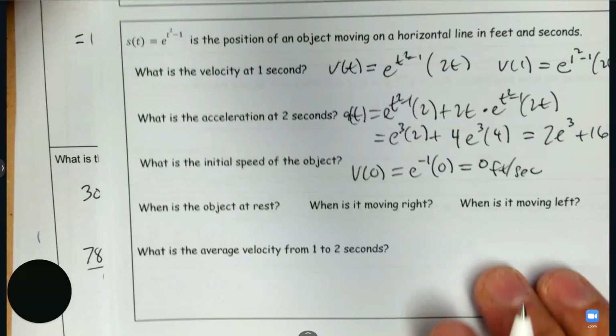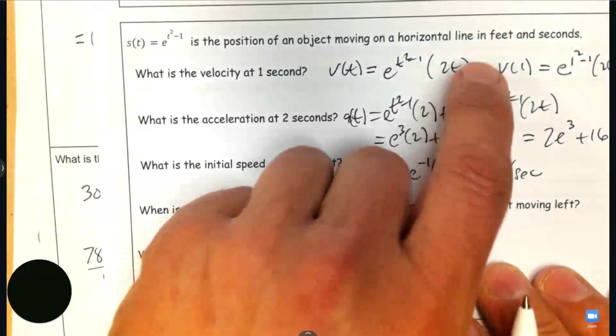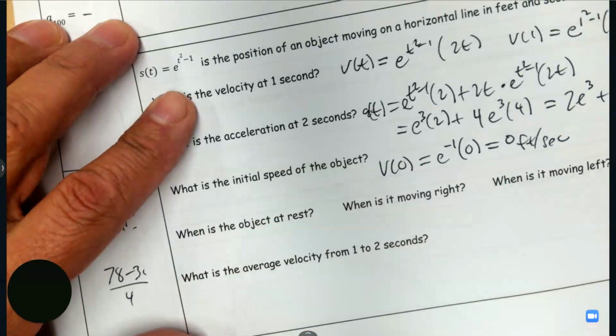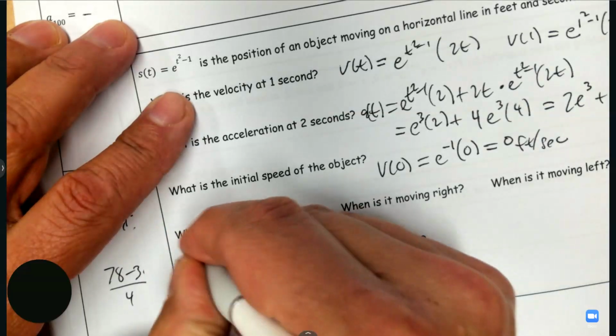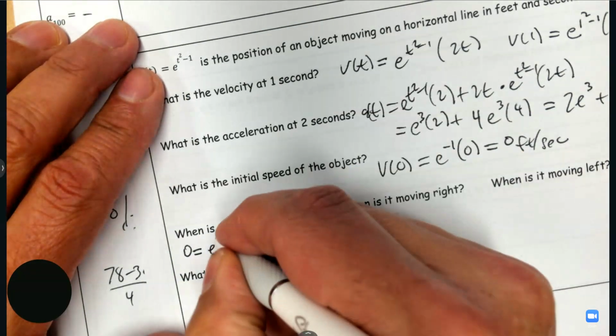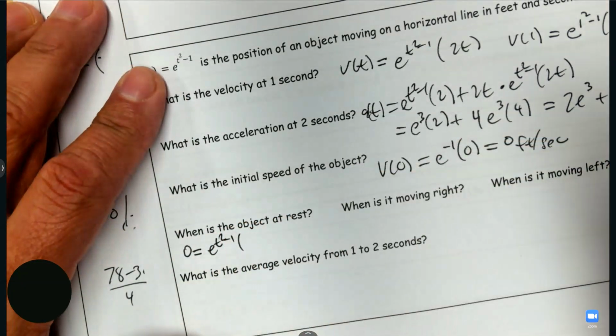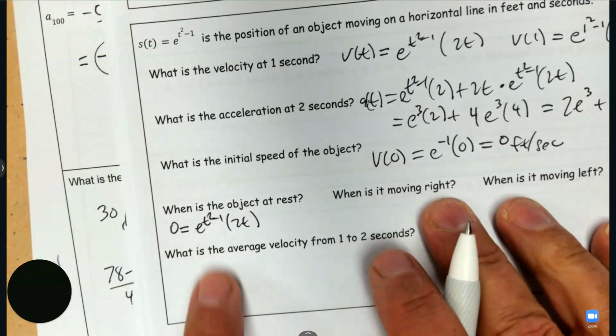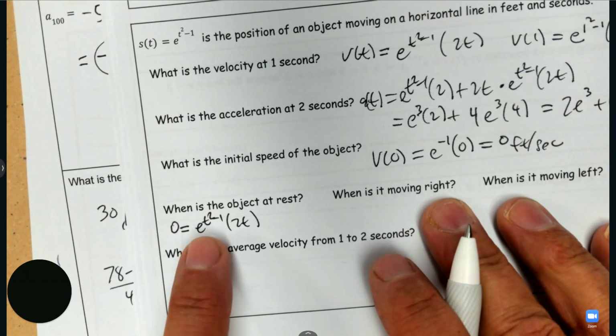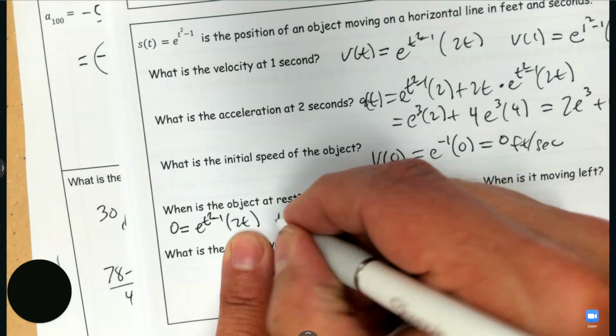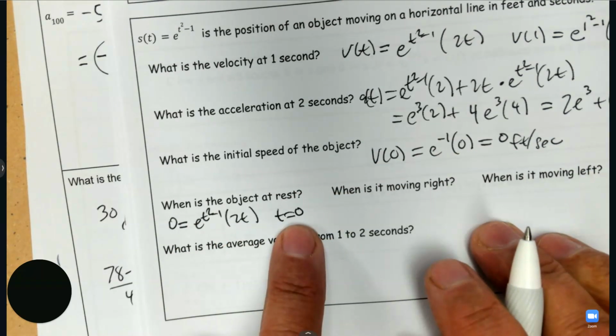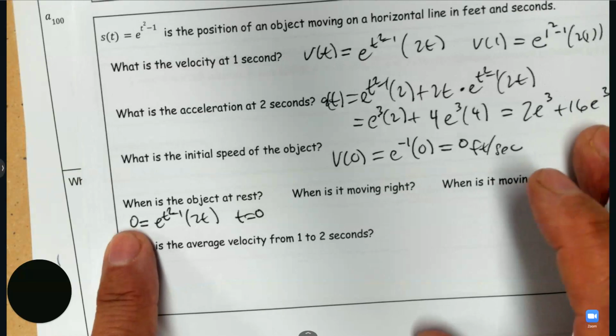When is the object at rest? So we would take the velocity and make it equal to 0 and solve it. We just solved that. So an exponential is always a positive value, so it'll never be 0. So the only answer to that when it's at 0 is at 0. That's the only time it would equal 0.